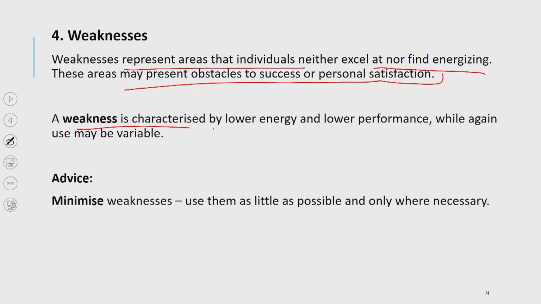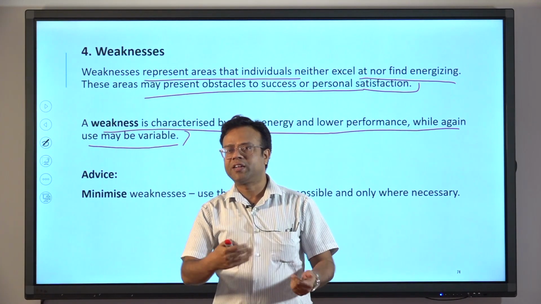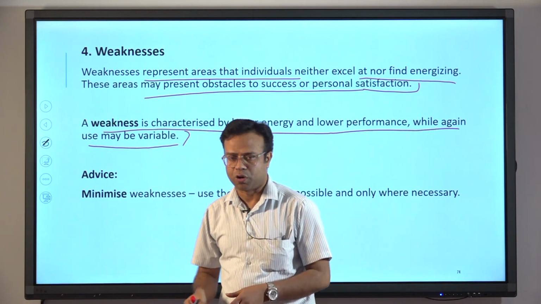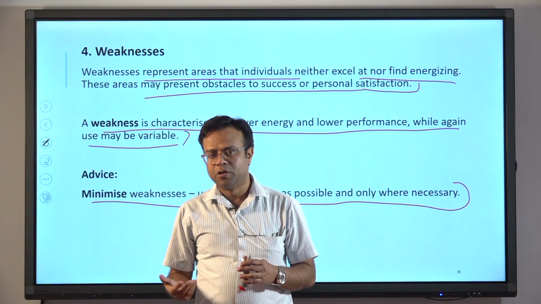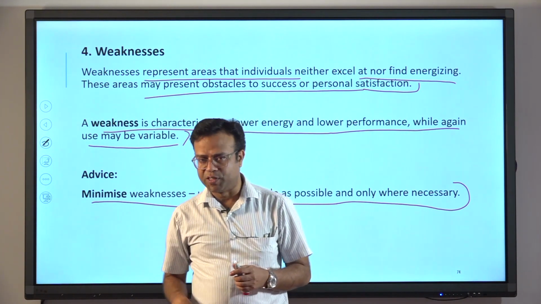So a weakness is characterized by lower energy and lower performance, while again their use may be variable. Obviously, since you are not good at it, it will be lower energy, and it will also lead to lower performance and so on. So the general advice for weaknesses is to minimize them as much as possible, use them as little as possible and only where necessary. Try to minimize this use, because this will lead to a drain in energy as well as lower performance and so on.